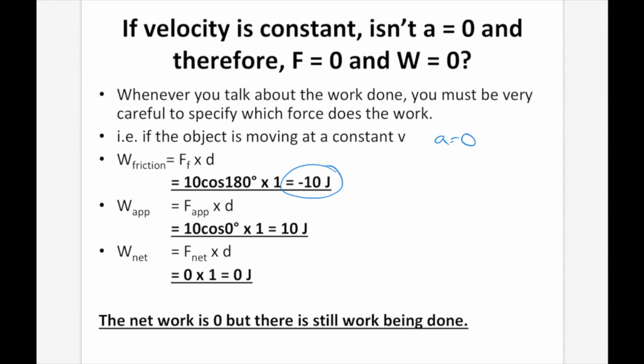Now the work applied is going to be 10 cos 0. We're going to be pulling forward directly with a force of 10 newtons over 1 meter, and that's going to give us positive 10 joules. So again, even though our acceleration is 0, we still get a positive joule number. So even though we do not have an acceleration, we still get a value for our work. Now the net work, however, that's when it comes out to 0. So the F net, remember the sum of the forces, is going to equal, in this case, the force applied minus the force of friction, which is going to equal 0 because a equals 0. In this case, the net work is going to be equal to 0. So keep in mind that even though the net work is 0, there's still work being done on the system.